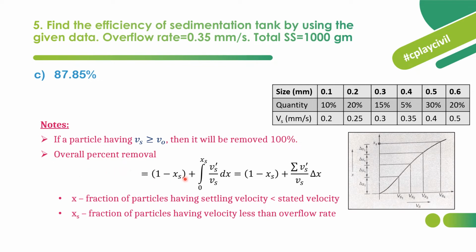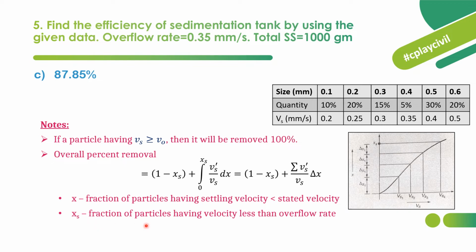Now let's see more about the percent removal thing. So overall percent removal will be given by this equation, 1 minus x_s plus integration 0 to x_s of vs dash vs dx. So let's see what the terms mean. X is nothing but the fraction of particles having settling velocity less than the stated velocity.